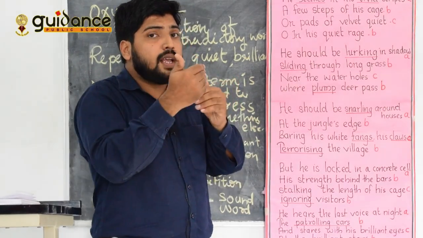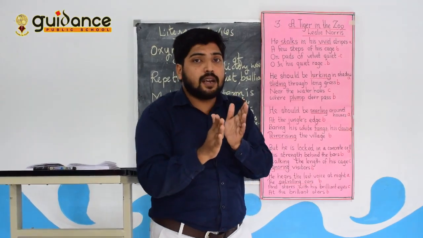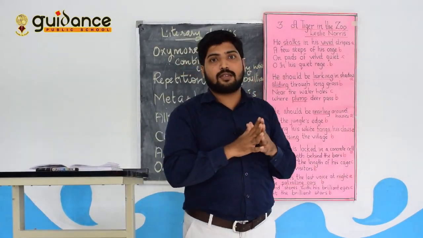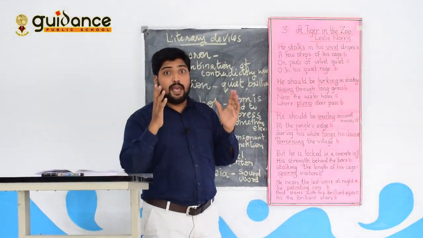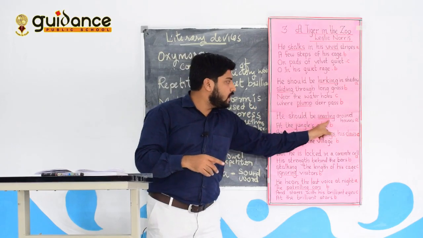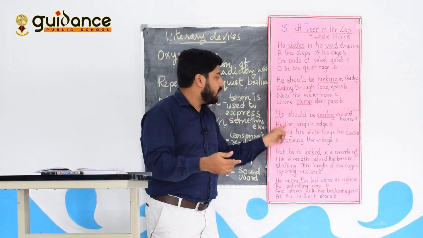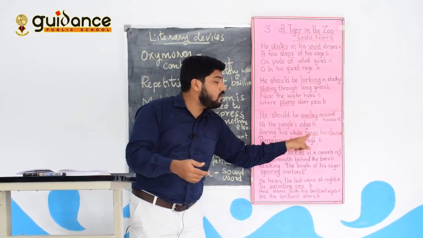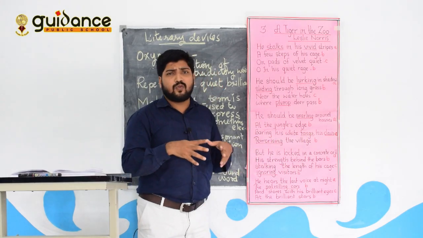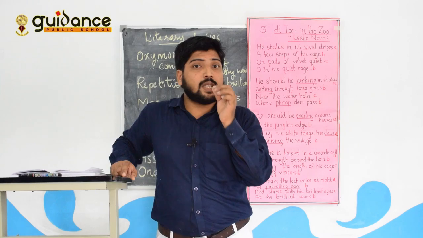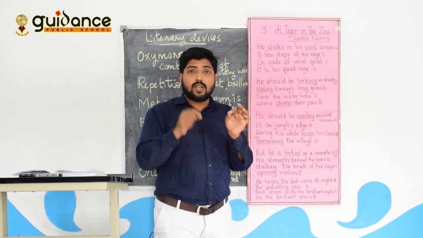What does the tiger do then? After coming to the edge of the jungle, the tiger tries to terrorize the villagers, the people living in the village. How? By growling. That is one way it tries to terrorize the village, and by baring his white fangs. Baring means exposing or showing its white fangs. What are fangs? Fangs are the teeth of the tiger.